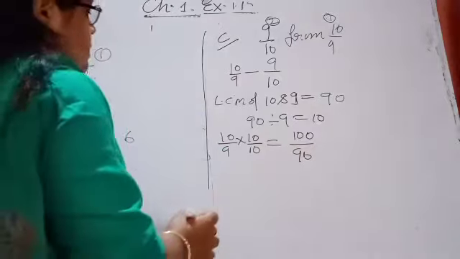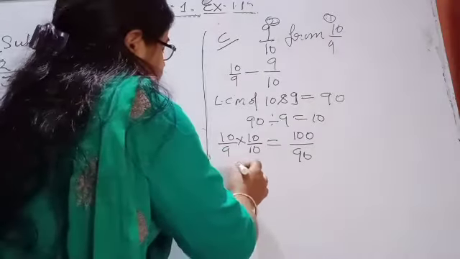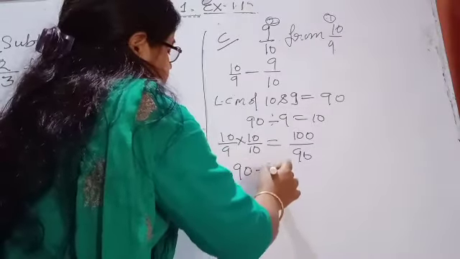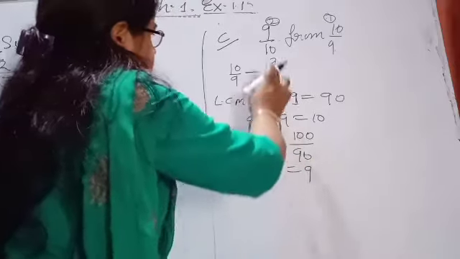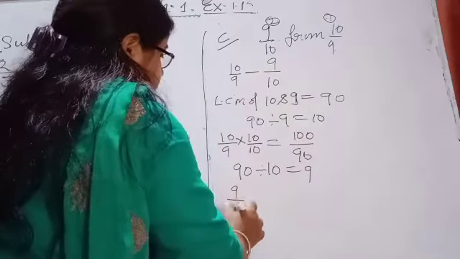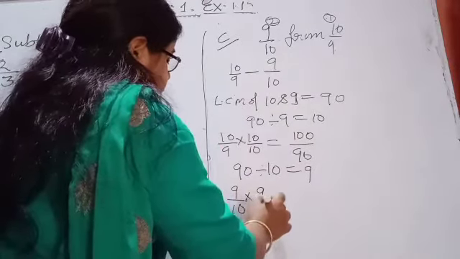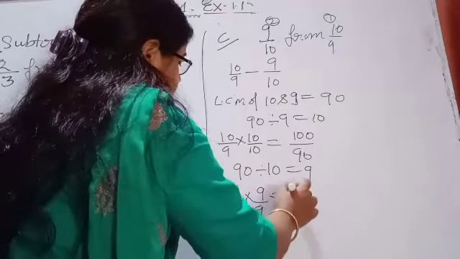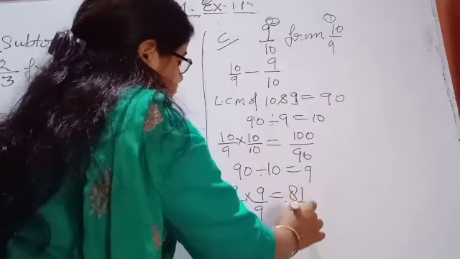Now go to the second one. So 90 divided by 10, what do you get? 9. Now take 9 upon 10 into 9 upon 9. 9 nines are 81. 81 upon 90.